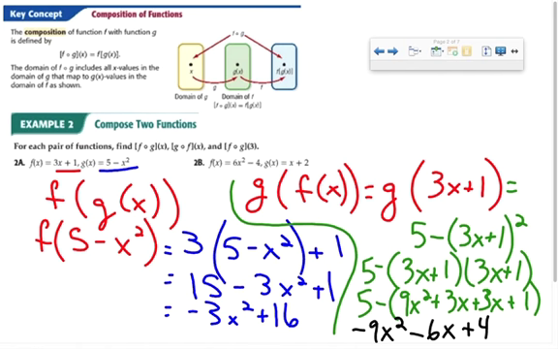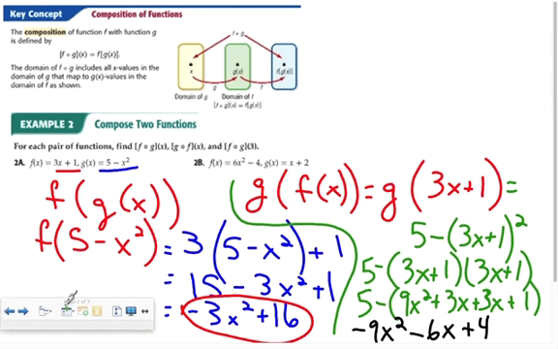Finally, they're also asking me for the f of g of 3. Well, I previously found here the f of g of x. So if I'm being asked for the f of g of 3, all I have to do is take 3 and plug it into that expression that I've circled.